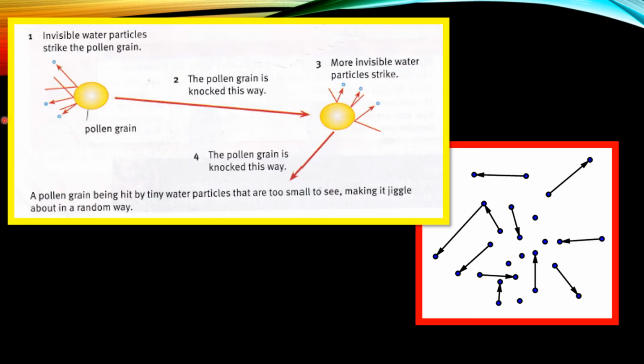Okay, let's see. This is a pollen grain. You can see invisible water particles strike the pollen grain, so the pollen grain knocks this way. Then more invisible particles strike the pollen grain, not this way. So the movement is caused by the water particles. A pollen grain is being hit by tiny water particles that are too small to see, making it jiggle about in a random way. Random way means it moves in any direction.